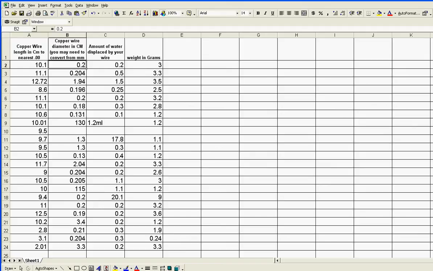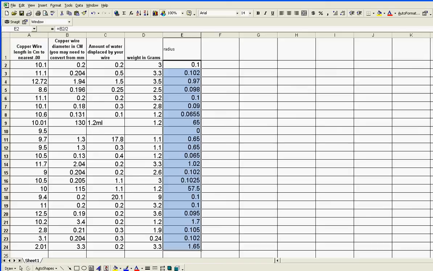All right, so we're actually going to do a couple of steps to do this. First thing we're going to do is convert this into a radius. So this is the radius, and the radius equals this number, the diameter, divided by, you guessed it, 2. The radius is half the diameter. Boom. And so what I'm going to do is drag this all the way down. Boom.